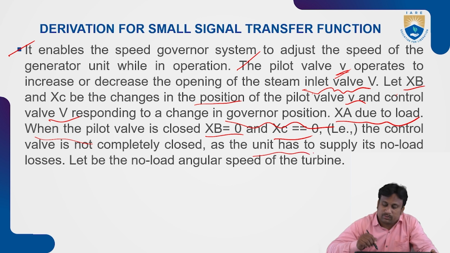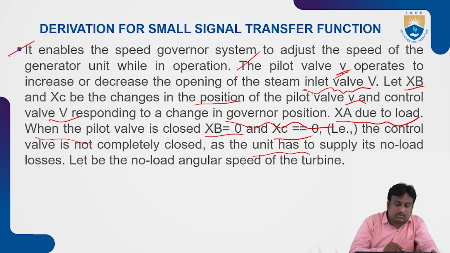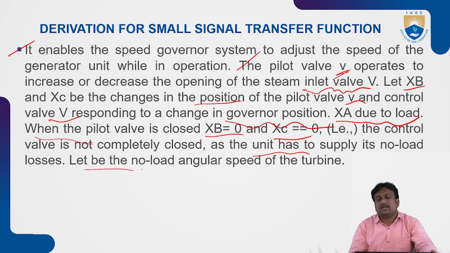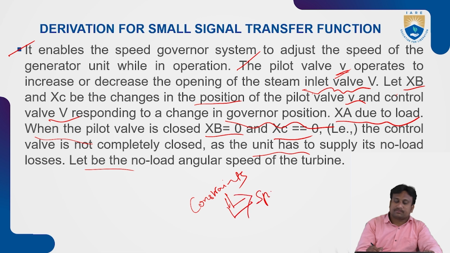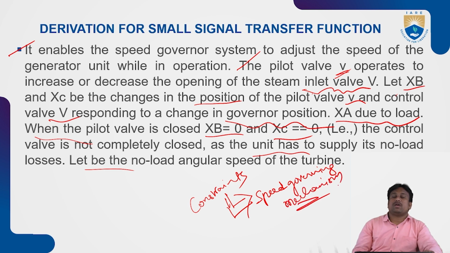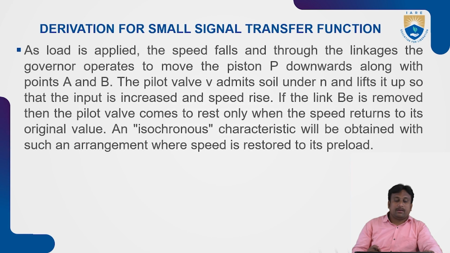That means as the unit has to supply its no load losses, we need to assume that the no load angular speed of the turbine is considered. So based on these constraints, we are going to operate the speed governing mechanism. So these are the constraints we consider to operate the speed governor mechanism well.